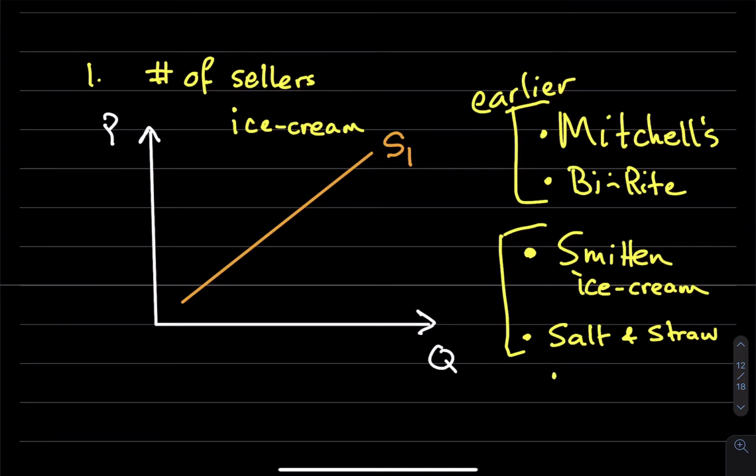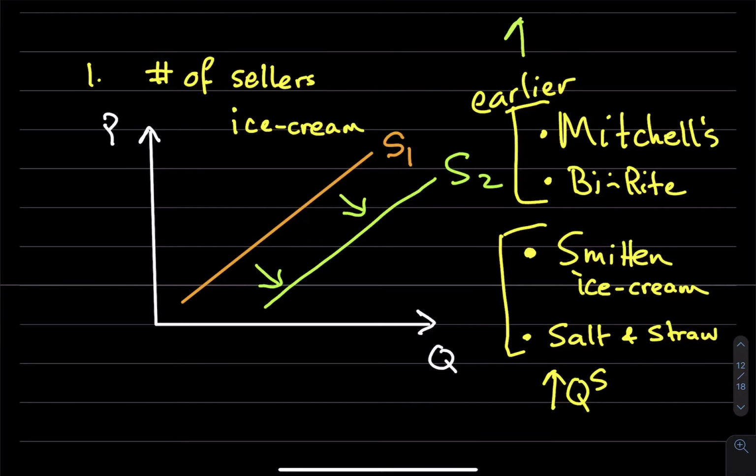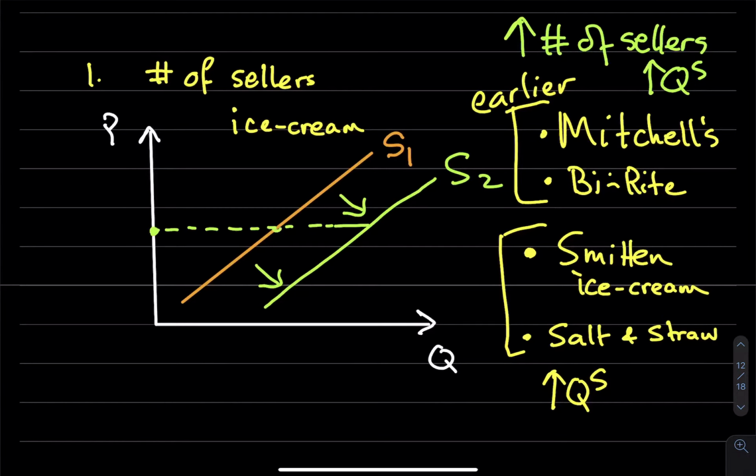Our intuition tells us quantity supplied should increase, and so that is going to be reflected in a rightward shift of the supply curve. An increase in the number of sellers increases quantity supplied at any given price point. Earlier at price P1, Q1 was what was supplied, and now it's Q2, and Q2 is greater than Q1.